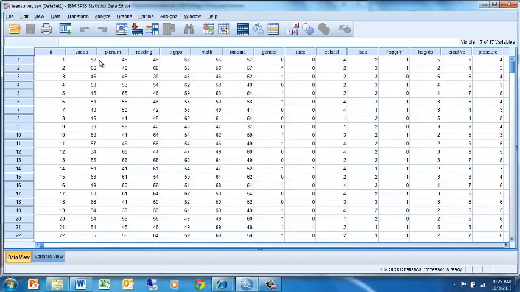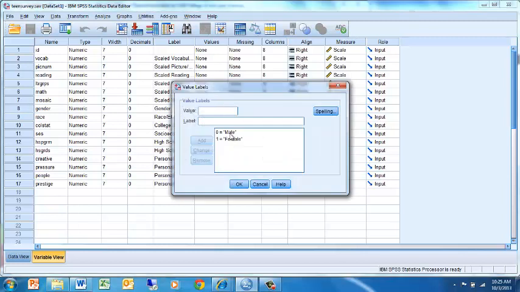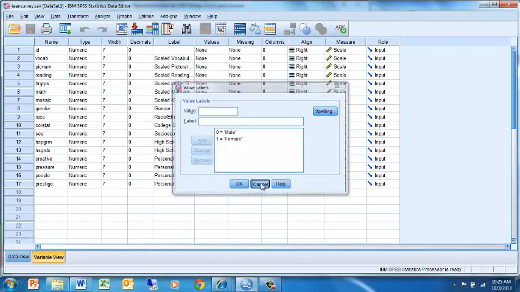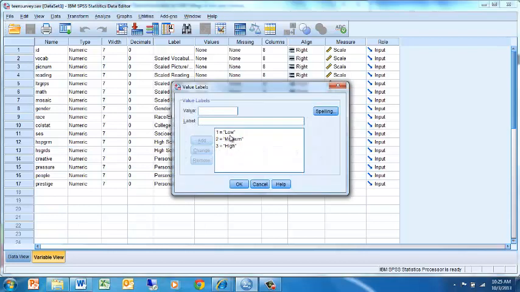Okay, so we're going to be testing three null hypotheses: a main effect for gender, a main effect for SES, and the interaction between gender and SES. Gender has 2 levels, SES has 3 levels. To better understand what those levels mean, we can go over to our variable view, and we can see that males are coded 0, females are coded 1. And we can also go down to socioeconomic status, and we can see that low SES is coded 1, middle SES is coded 2, and high SES is coded 3.